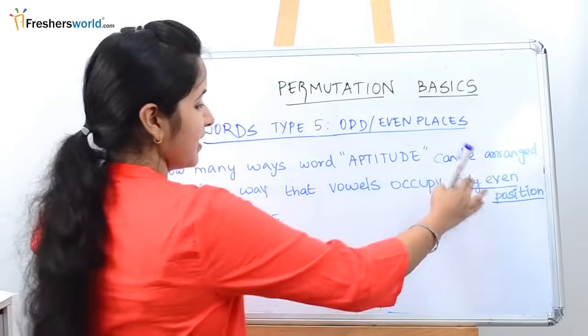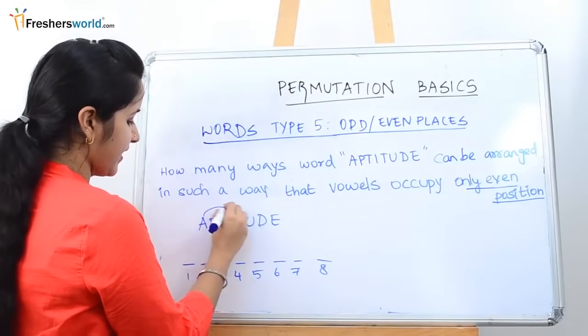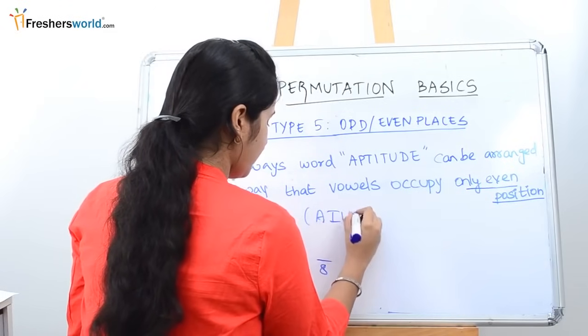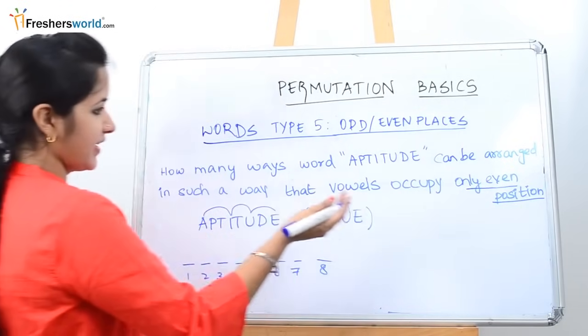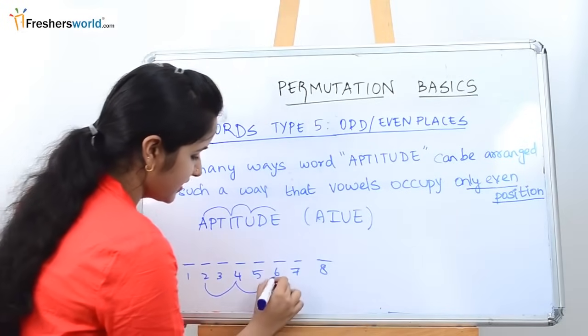So what do they say? Vowels occupy only even position. What are the vowels that we have? A, I, U and E. So we have 4 vowels here and they are saying they occupy even position. So 2, 4, 6 and 8.